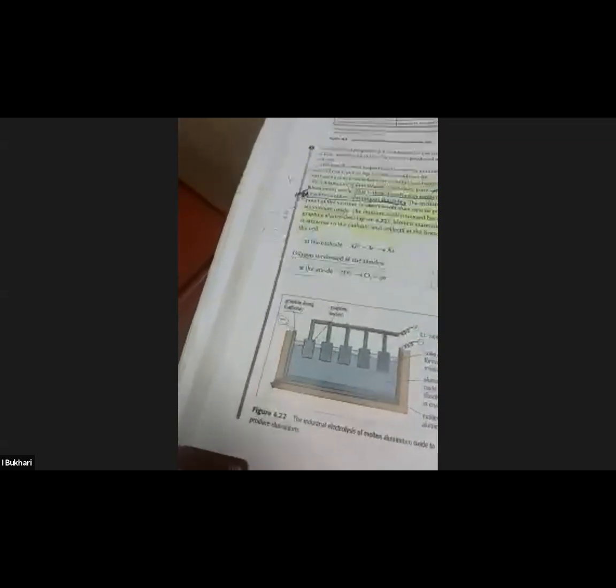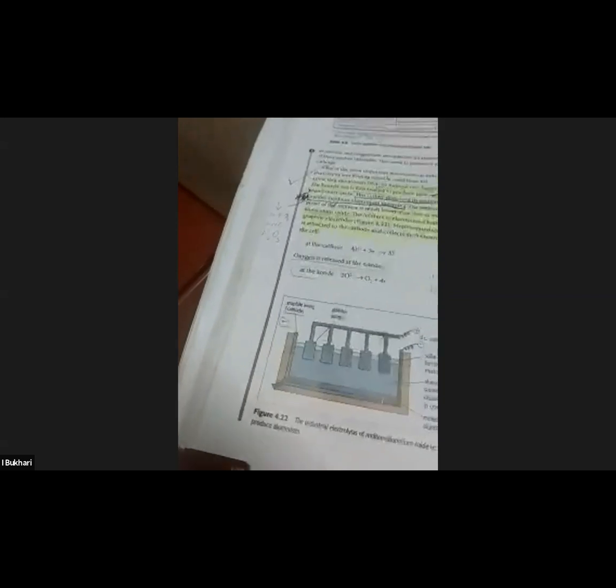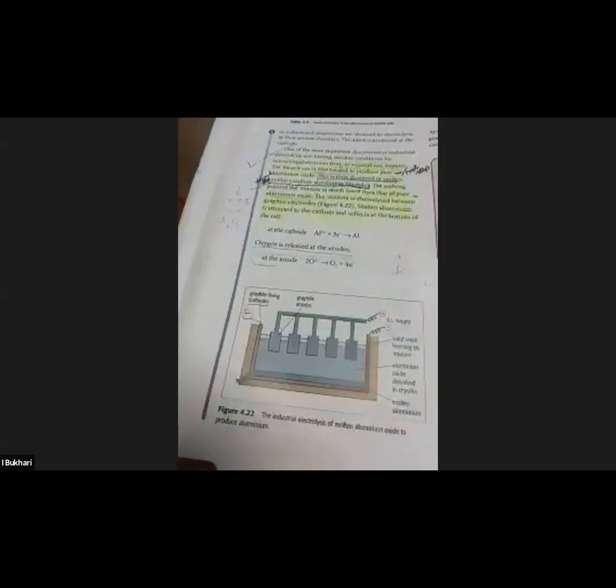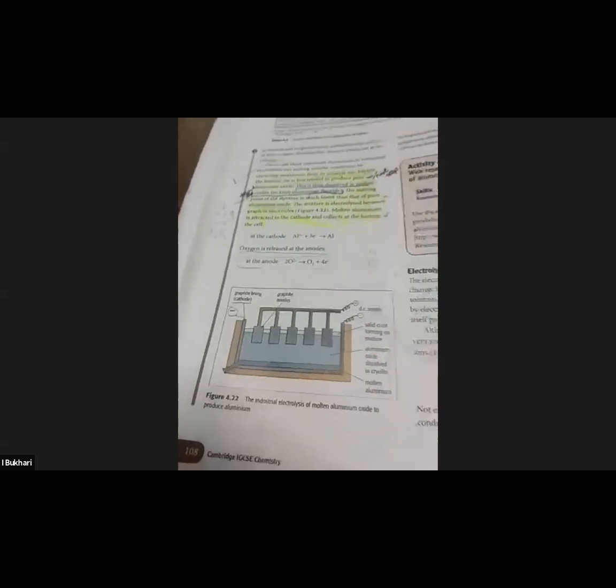Okay, so that's that. But still, despite adding cryolite, the temperature is pretty high, 1000 degrees Celsius. You have to bring the temperature to 1000 degrees Celsius. So just imagine what the temperature would be if we did not add cryolite. So cryolite is very important.